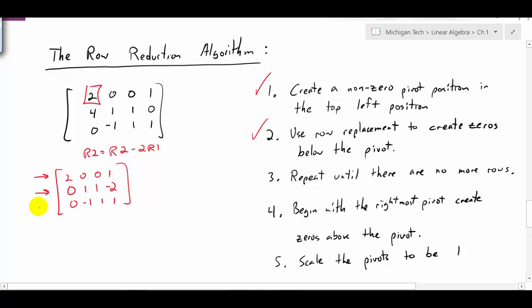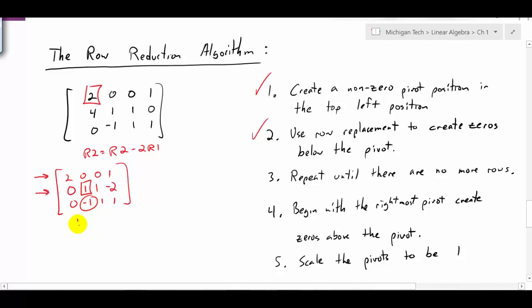Now I'm going to go over here and find a pivot. So here I have this position, and there is a non-zero value there, so that will be my new pivot position. Once again, if there was a 0 there, and there were other non-zero values below that spot in this column, I would do a row interchange to make sure I have a non-zero value there. So that's going to be my new pivot, and now I want to use row replacement to create zeros below it. So I have to eliminate this -1.